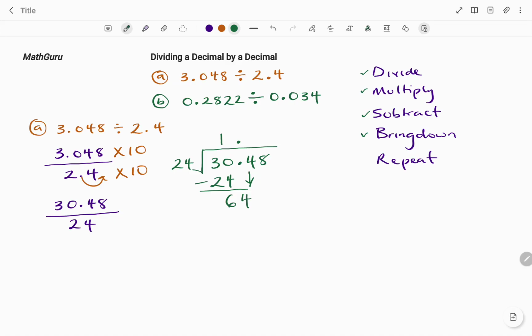Then I repeat the same process again, divide. That is 64 divided by 24. How many groups of 24 do I have in 64? That's 2. So I write my 2 at the top. 2 times 24, that's 48. Then the next step is to subtract 64 minus 48. That will give me 16.